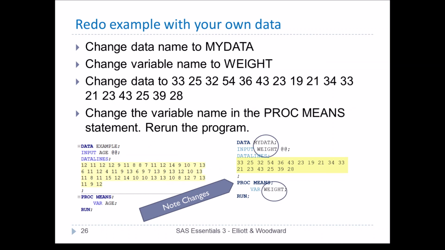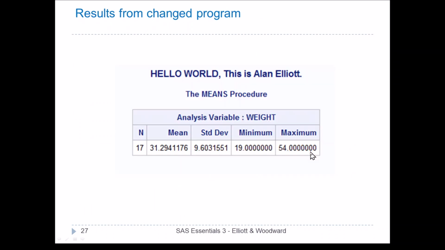Now let's redo this example a little bit. We're going to change the name of the file to my data. We're going to change the name of the input variable to weight. And also because that weight has changed, we're also going to have to change it in the variable statement. So you'll see that weight is now in both spots here. And then when we run that, this is what it's going to look like.